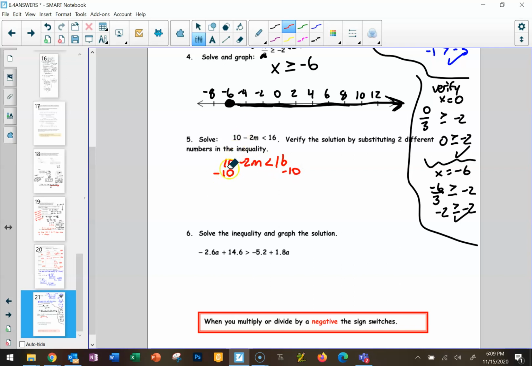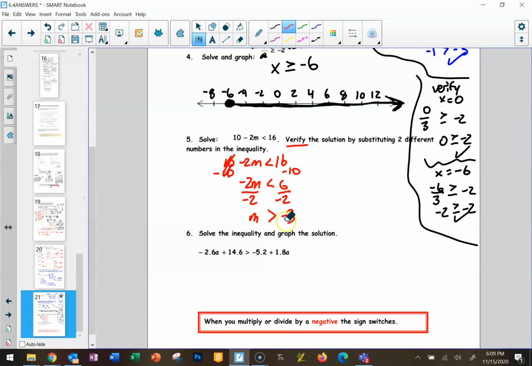Okay, positive 10, subtract 10. And remember, signs don't change with addition or subtraction, so I don't have to do anything yet with the sign. 16 minus 10 is 6. Now, however, I have negative 2m, and I need to divide the negative 2 out of there. So if I'm dividing by a negative, that means I know right away my sign has to flip. So that leaves me with m on this side, and 6 divided by negative 2 is going to be negative 3.